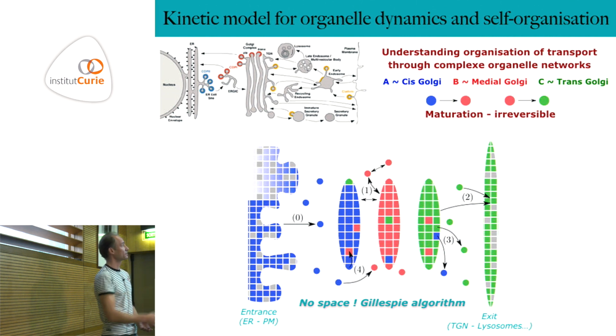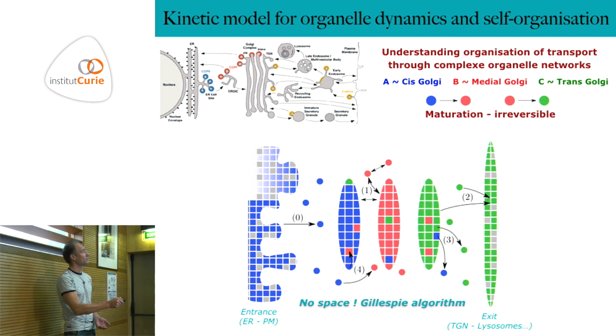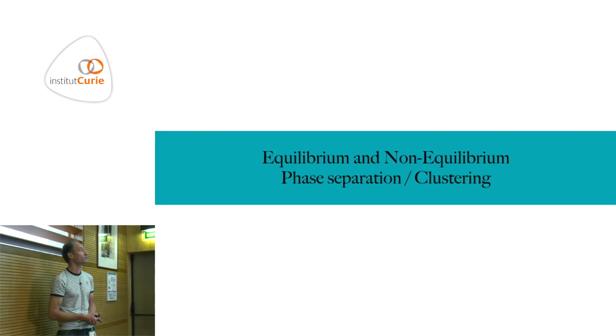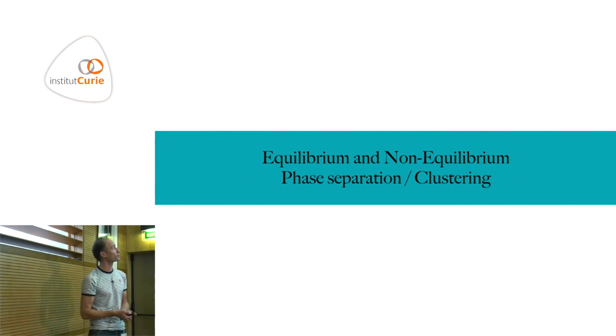and medial to late. And so the question is what is the steady state that you get, depending on the rates at which you import things, the rate at which things can mature, and the rate at which they fuse with one another. Okay, so let's first start by describing some basic concepts of phase separation.